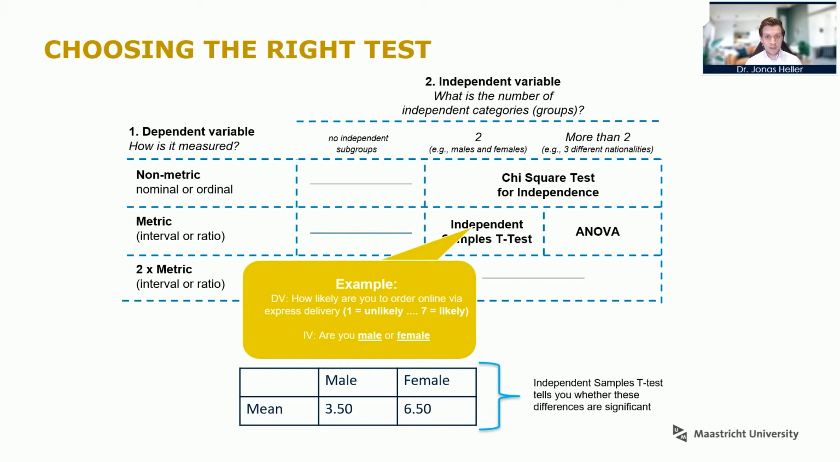Now, if our independent variable has two categories, in this case, gender again, male versus females, then you would run an independent sample t-test. What we see here, for example, is that on average, all males responded with a 3.5. They're actually almost unlikely to order online via express delivery, and all females on average responded with a 6.5. So what we would assume is, well, 6.5 is way higher than 3.5. Therefore, females are more likely to order online via express delivery. The independent sample t-test then tells us whether the difference between males and females is actually significant.